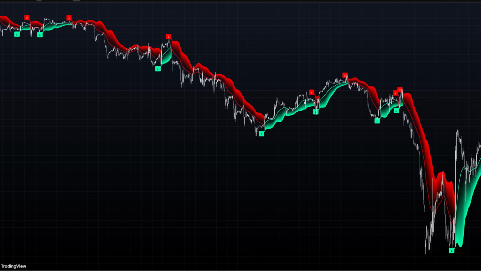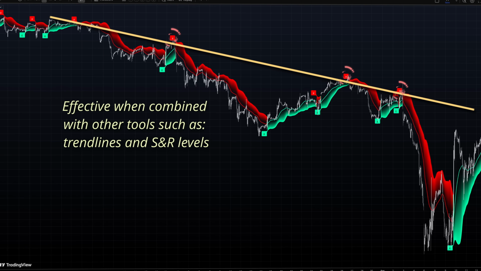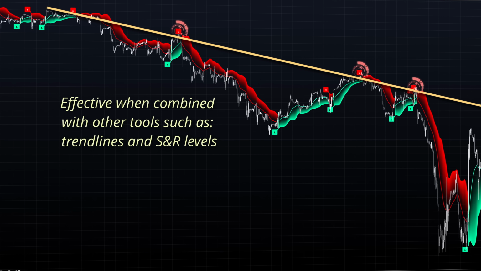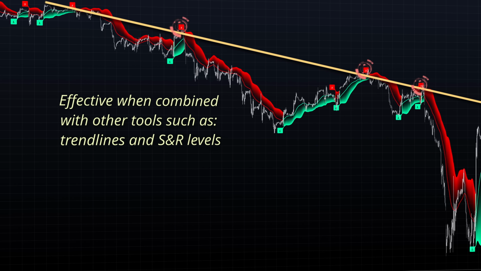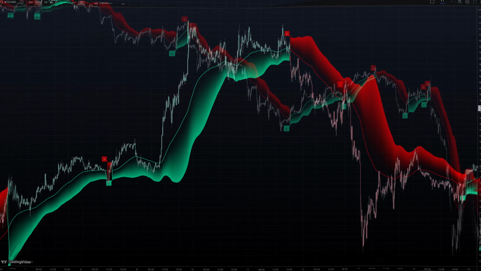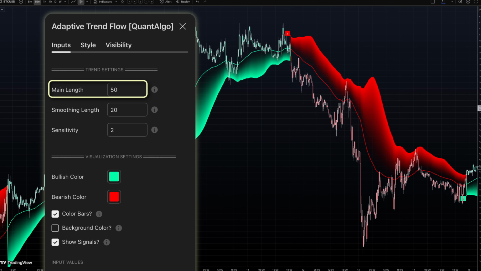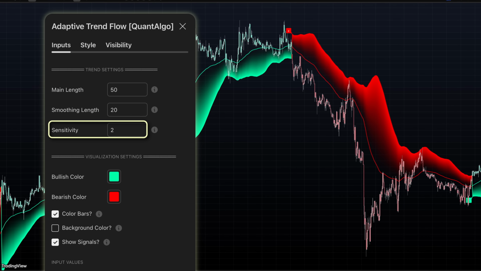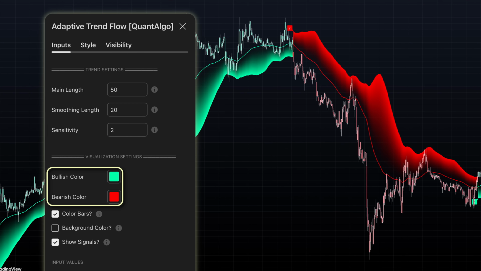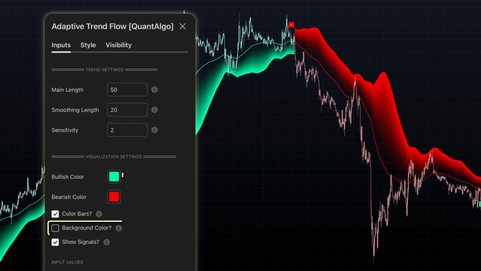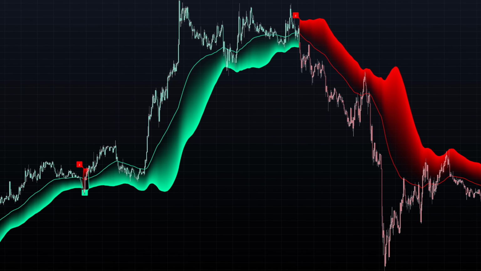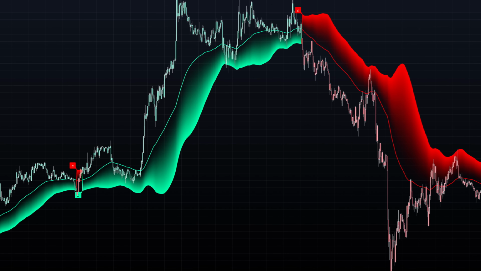For strategy implementation, traders can use crossovers of price with the adaptive trend level for entry signals, particularly effective in trending markets where the volatility bands help filter false breakouts. Customization options include main length, smoothing length, and sensitivity multiplier for the volatility bands. Visual settings allow control over bar coloring, background gradients, signal display, and custom bull-bear colors, enabling adaptation to different chart themes and personal preferences.